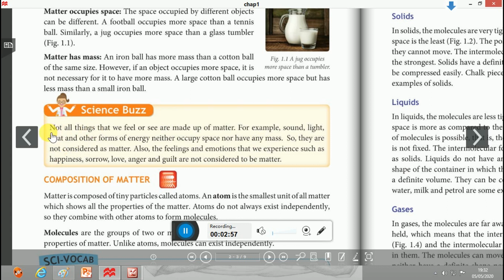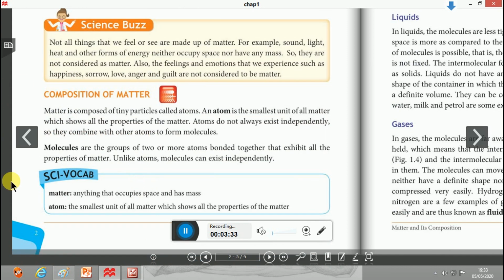Important thing, not all things that we feel or see are made up of matter. Sound, light, heat, other forms of energy neither occupy space nor have any mass. So they are not considered as matter. Also emotions like happiness, sorrow, love, anger, etc. These are also not matter. They are only feelings and emotions.